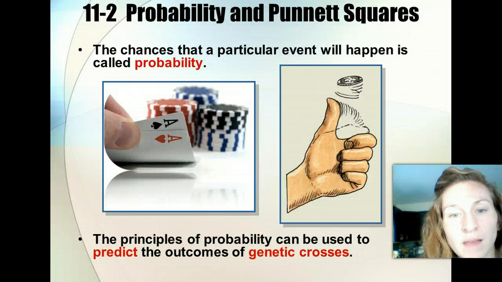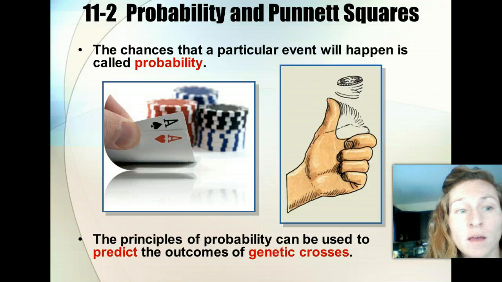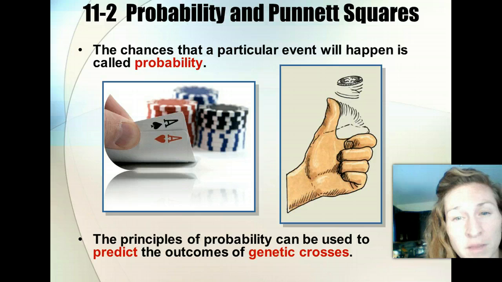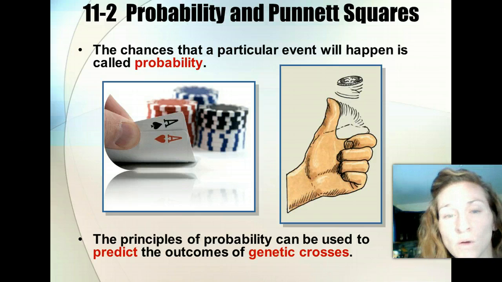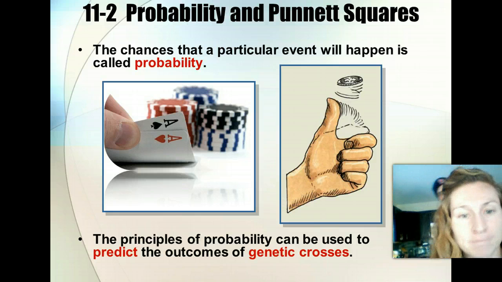All right, we are going to stop there for this video. The next video I will put up will be over 11.2, which is talking about probability and Punnett squares. And Punnett squares we will use to basically predict what the offspring are going to come out as in a genetic cross. See you soon.